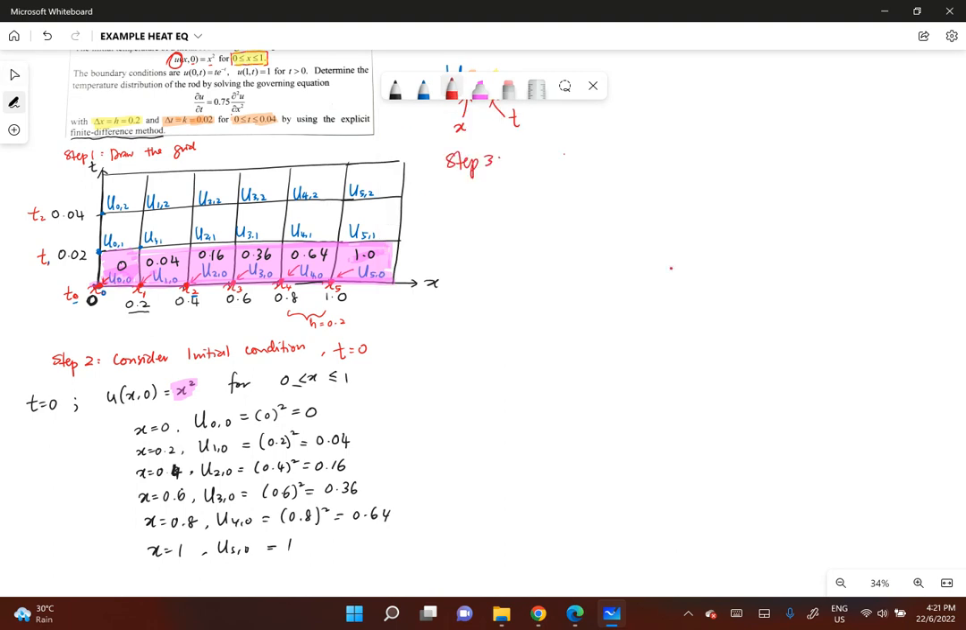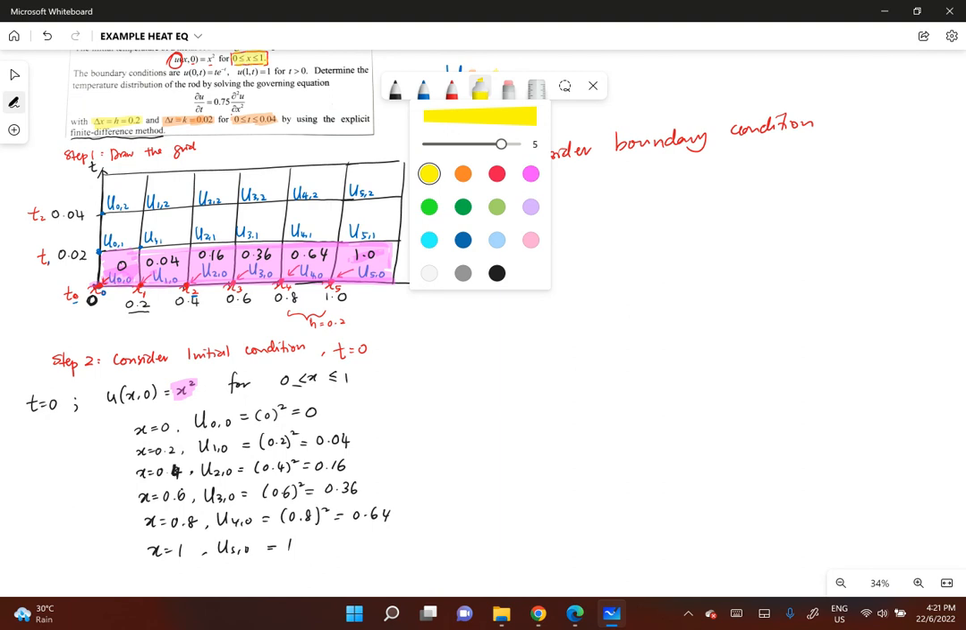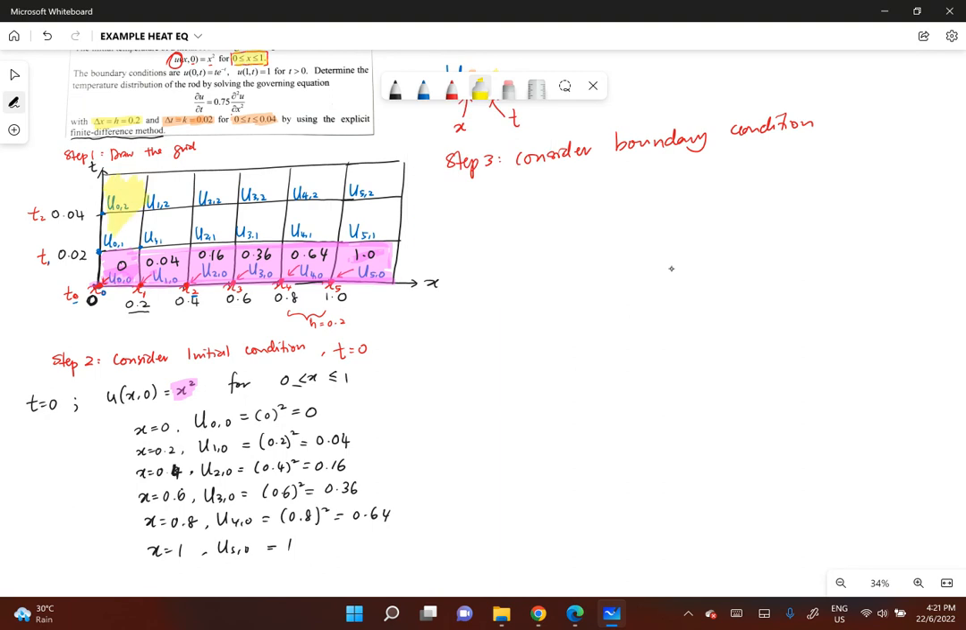Step 3. Consider boundary condition. So boundary condition, that means here, when x is 0 and when x is 1. Left and right boundary, okay?